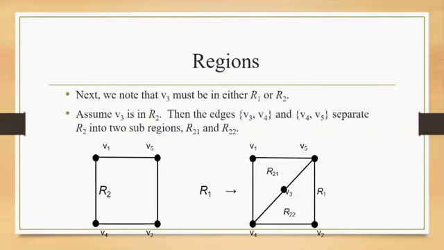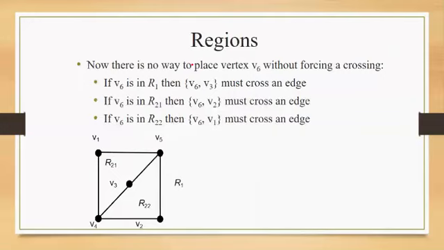After that, there is no way to place vertex V6 without forcing a crossing. Suppose I am placing it in R1. I can connect V6 to V1 this way, V6 to V2 this way, but V6 and V3 will cross.